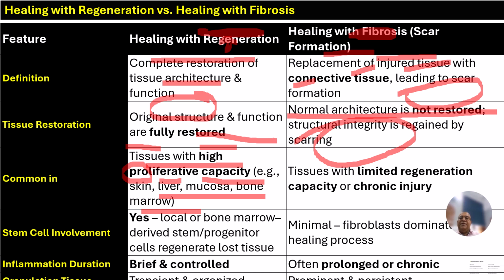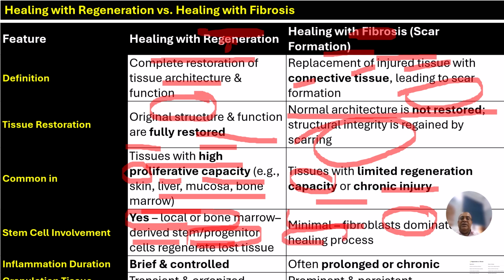The stem cell involvement in fibrosis is minimal, and the fibroblasts are the main cell that dominate the healing process. In regeneration, the inflammatory process is brief and controlled, while in healing with fibrosis, the inflammatory process is prolonged or chronic. In regeneration, the formation of granulation tissue, that is the collection of loosely arranged tissue along with sprouting of small capillaries, is transient and organized, while in healing with fibrosis, the granulation tissue is prominent and persistently present due to ongoing inflammation.